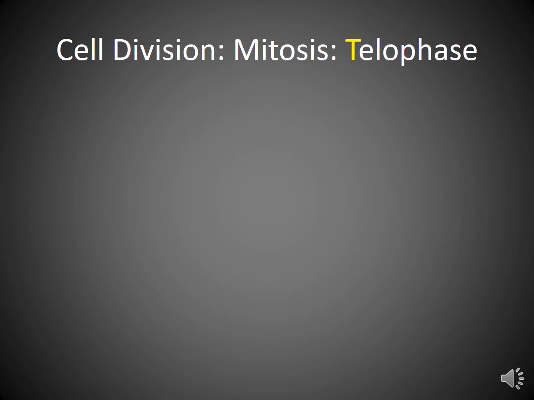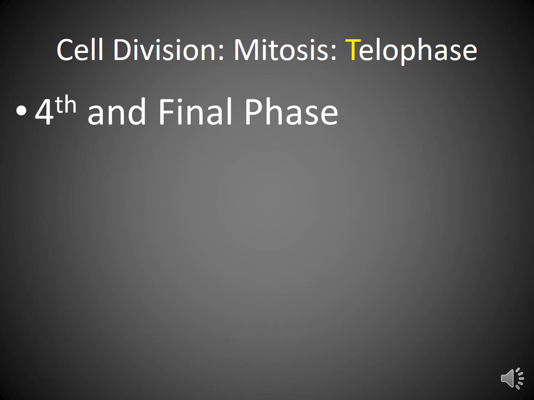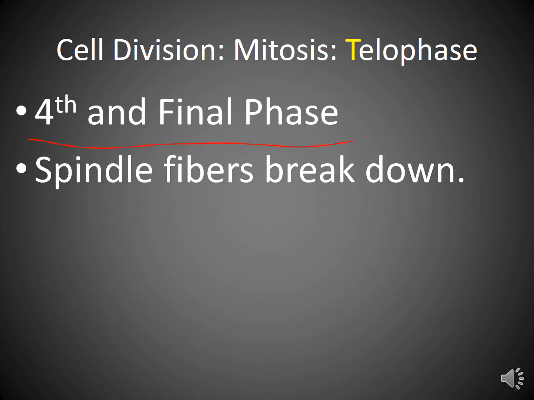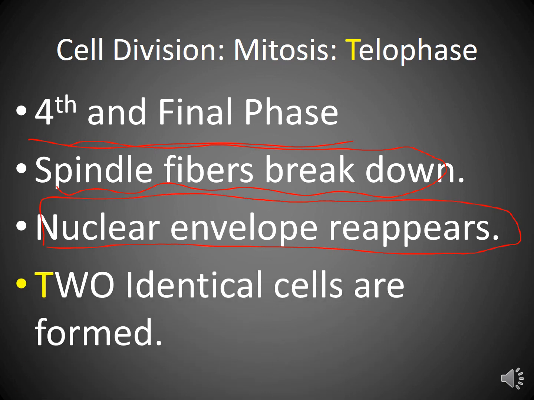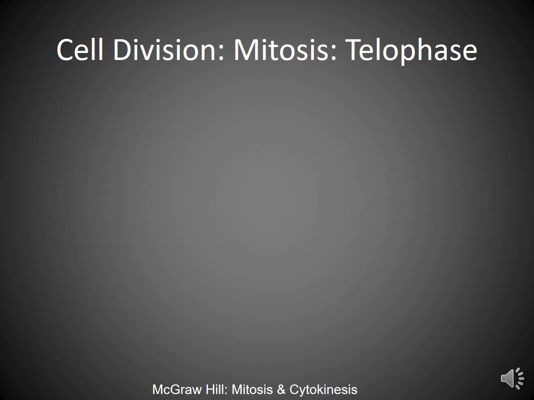All right, we're coming up to our last phase, telophase, fourth and final. Spindle fibers break down. So what happens? Spindle fibers are basically no longer there. Nuclear envelopes now what? Begin to reappear. This is when two identical cells are beginning to form. So telophase is forming two cells. So mitosis with the telophase.